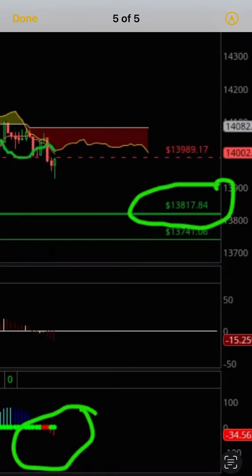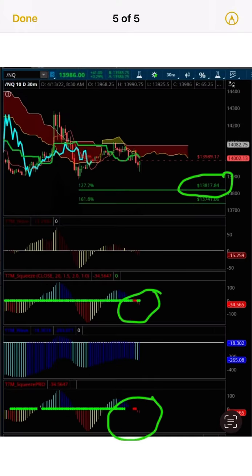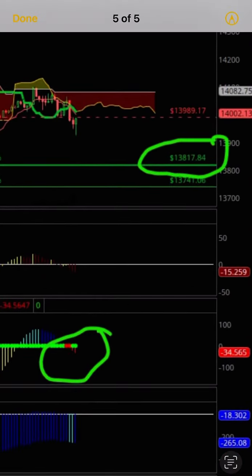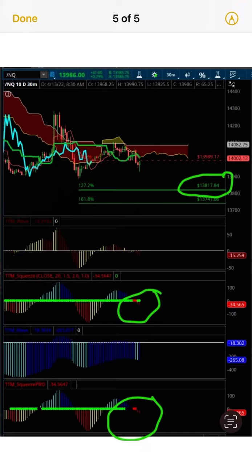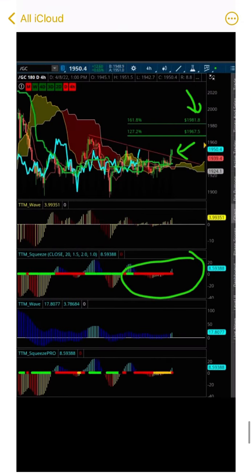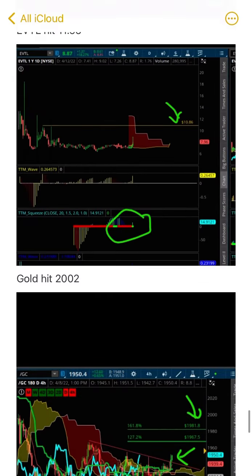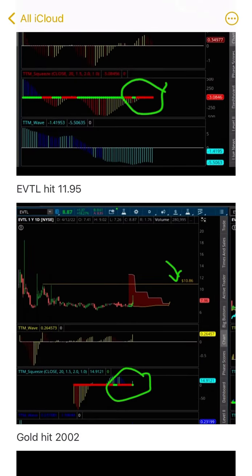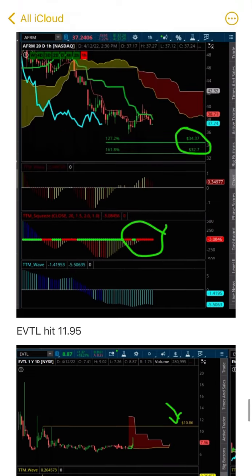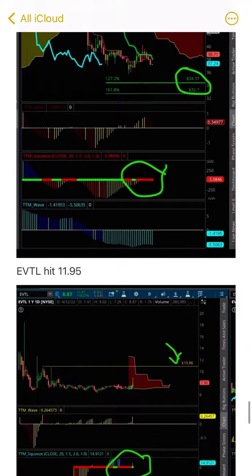So you can see how valuable, and that was a move from, you know, 14,000, right? So, you know, got 260 points on that original target, right? And then with gold, I mean, gold went from 1950 to 2000, right? With EVTL, it went from 8 to 1195, right? Which is almost a 50% move, you know? So a lot of value here, right?